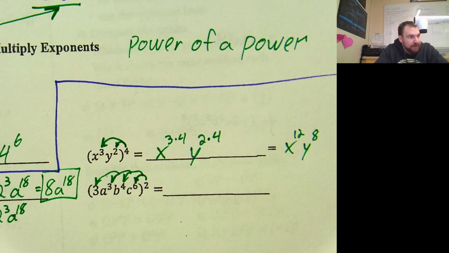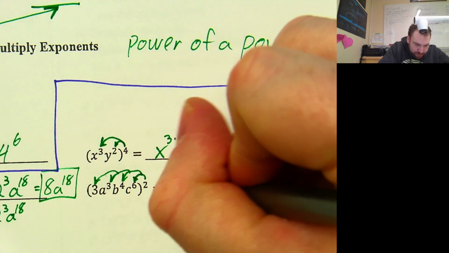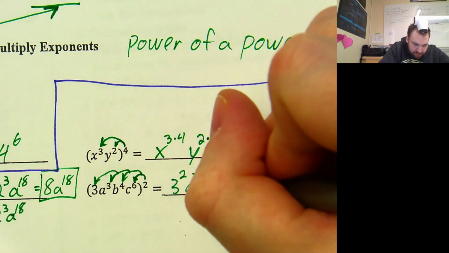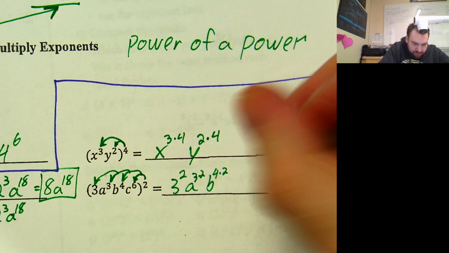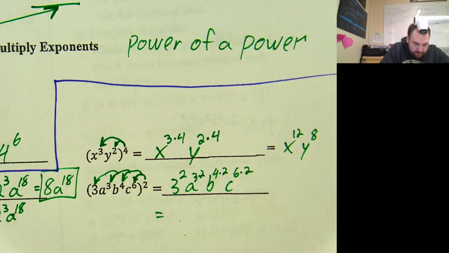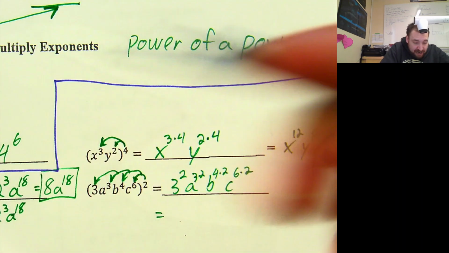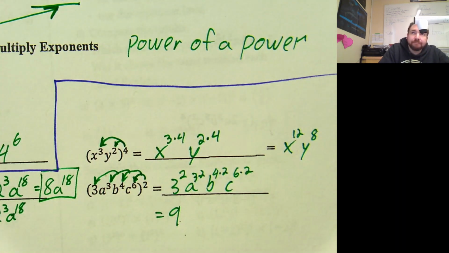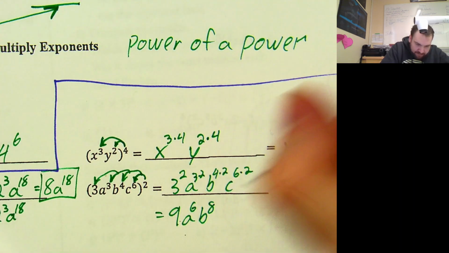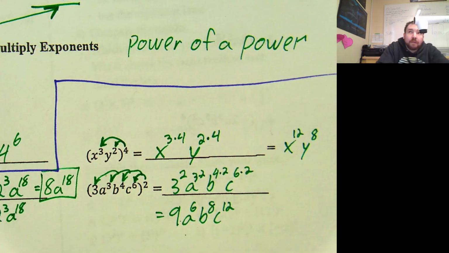So what am I going to have here? It's going to be 3 squared, a to the 3 times 2, b to the 4 times 2, c to the 6 times 2, which is going to give me a final answer of? So 3 squared, you want to say 9. Okay, keep going. a to the 6, b to the 8, c to the 12. Cool. I love it. Do we understand what she did?